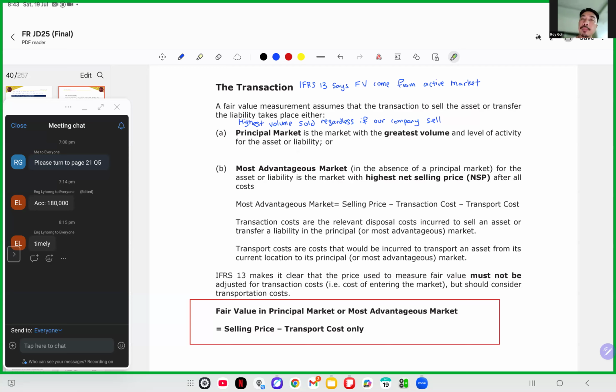Now remember, the most advantageous market is the one that has the highest net selling price. Ready? So the principal market is not the same definition as the most advantageous market.